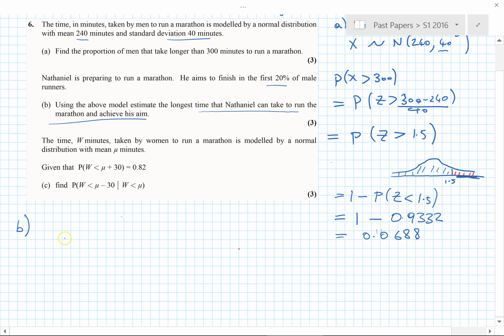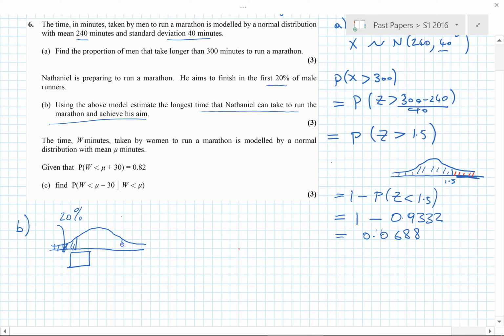Now, you've got to kind of understand the reverse logic here. If he's going to be in the top 20% in terms of finishing time, that means that we need this number here to be 20%, because the lower the number, the faster they are. So the top 20%, it's kind of reversed, will be the 20% actually smallest in terms of time. So we're looking for the appropriate z number.